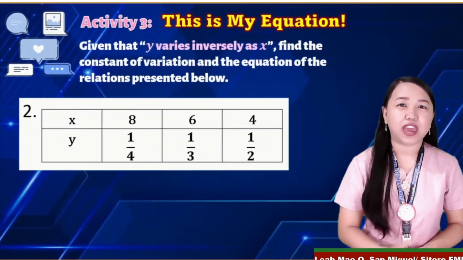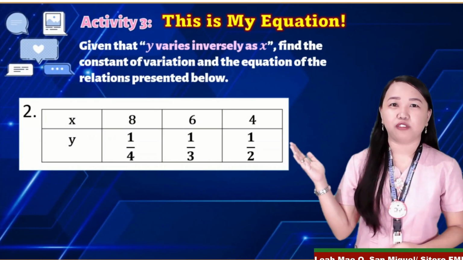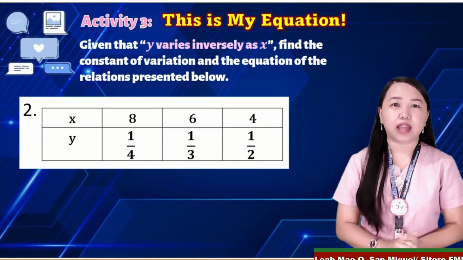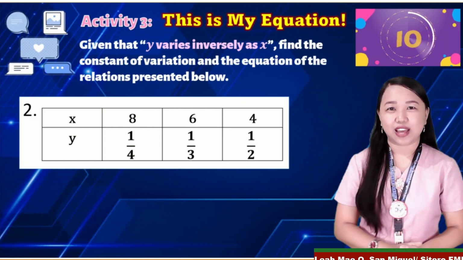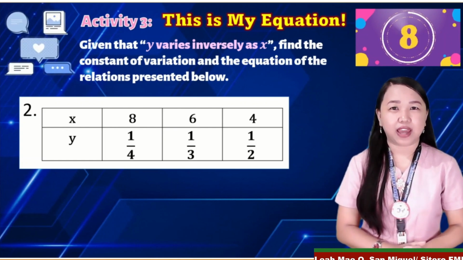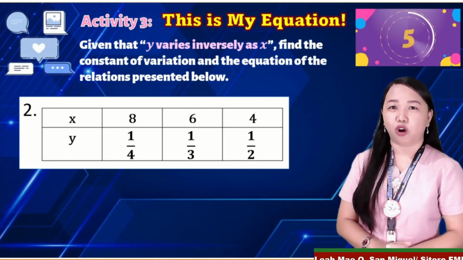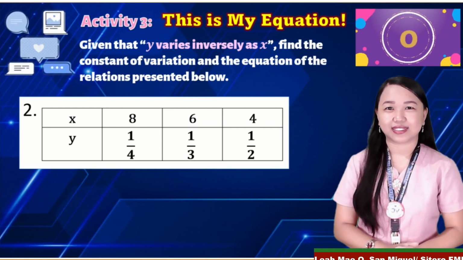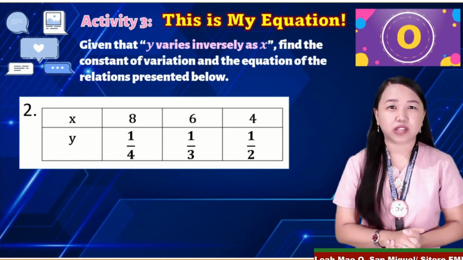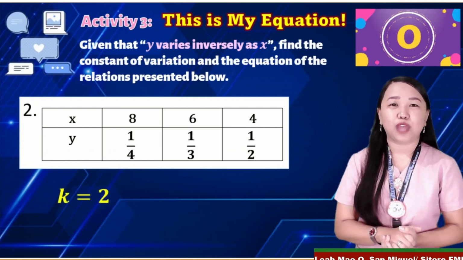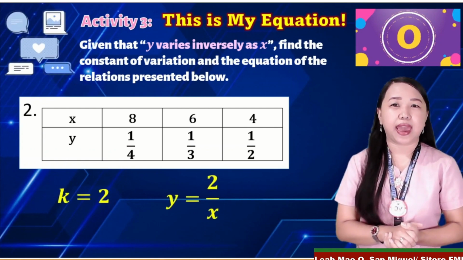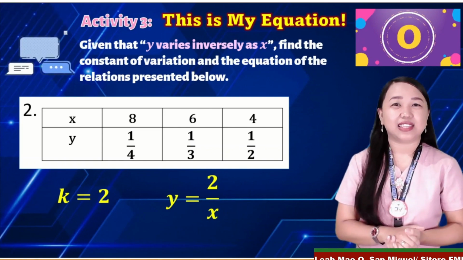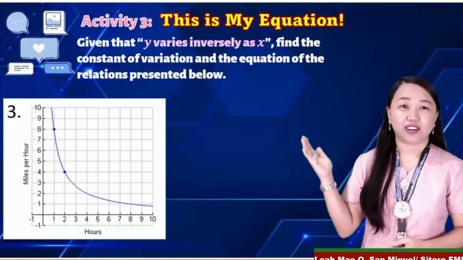The second given is another table of values. You have 10 seconds to key in your answer. Go! Multiply x and y to get the value of the constant of variation. Time's up! If you answered k is equal to 2 and y is equal to 2 over x, then you're right! Awesome! The last given is a graph.